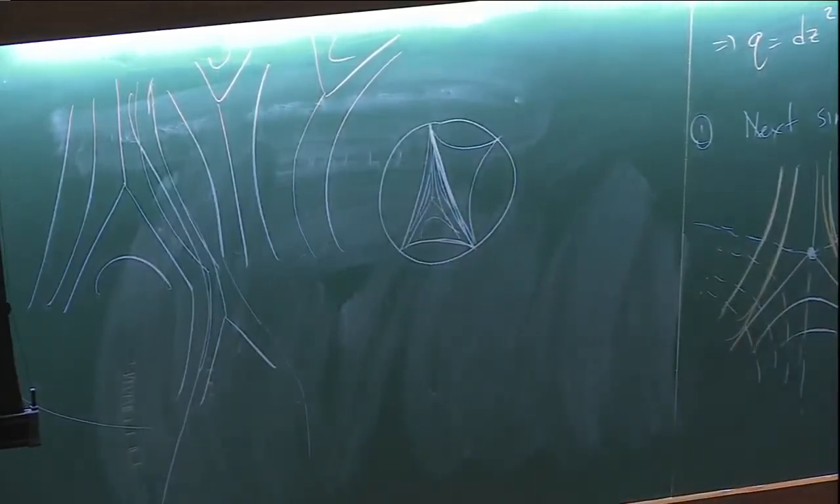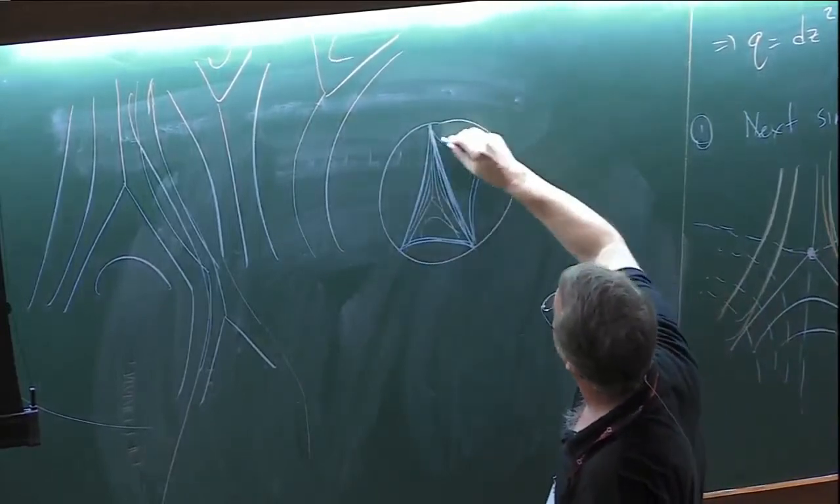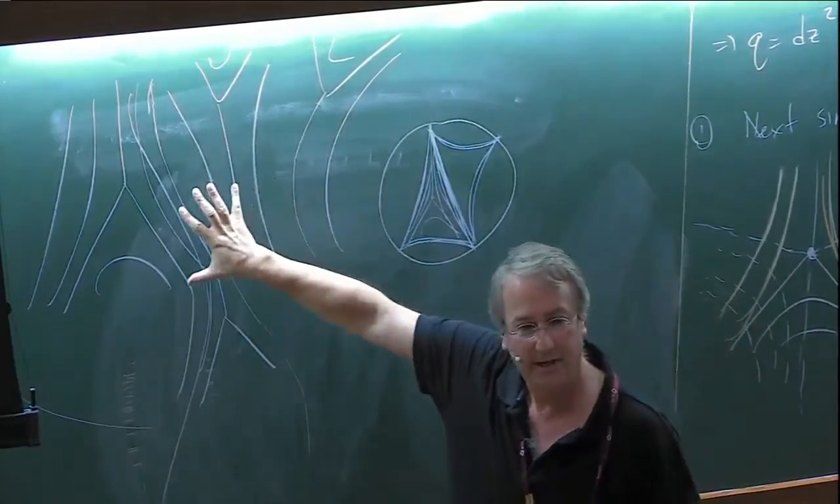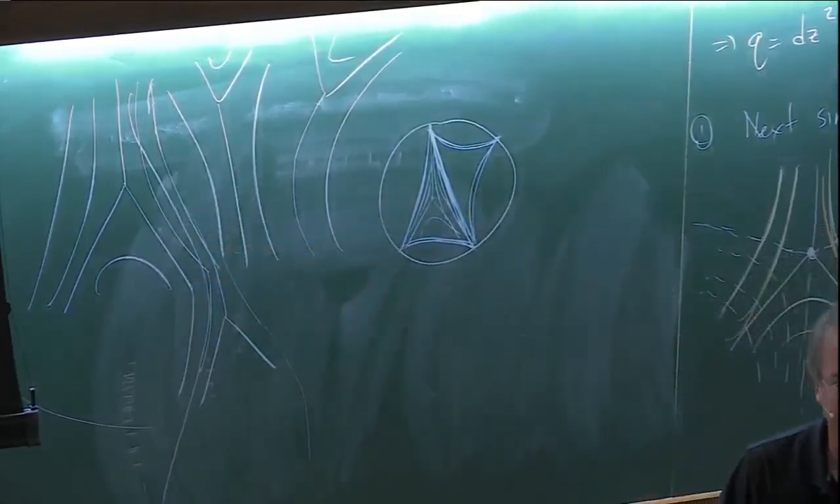And so this foliation coming from a quadratic differential naturally becomes a geodesic lamination. Okay. Some version of straightening.